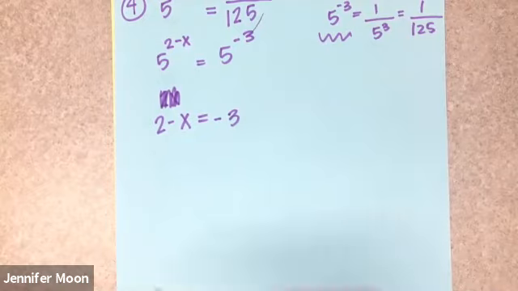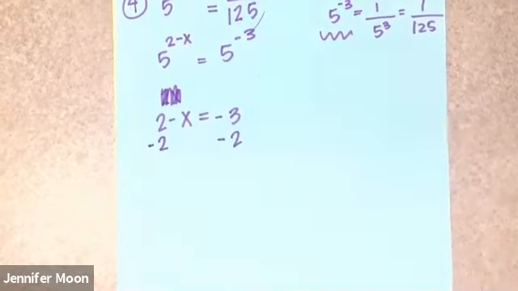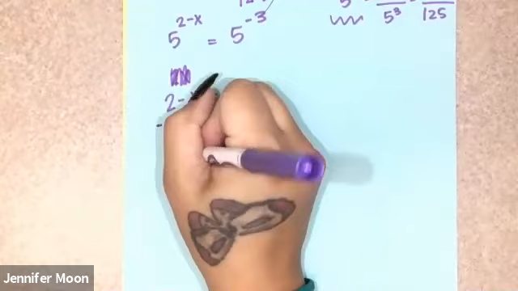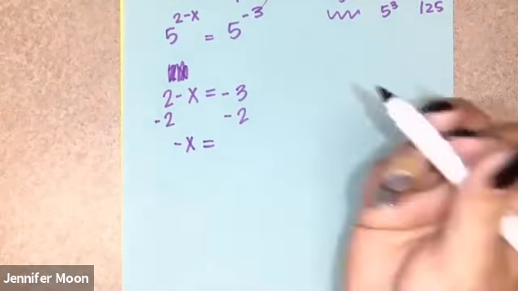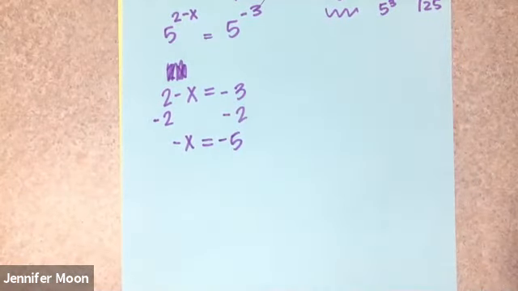Then if I move that 2 over, it's a positive 2, so I would do a negative 2, and what you do to one side, you have to do to the other. Those cancel, which is great. What I have left on the left-hand side is a negative x. On the right-hand side, those signs are the same, so you would add them and keep their sign.